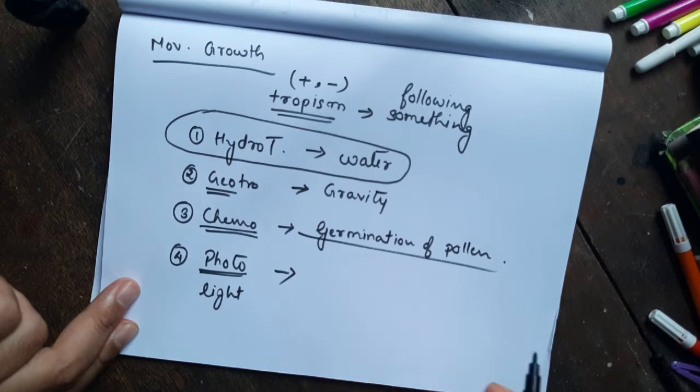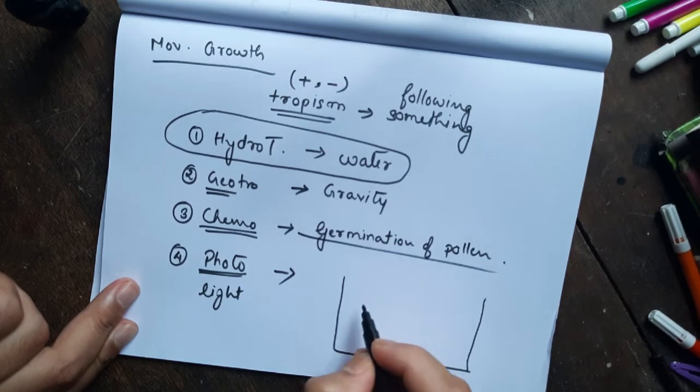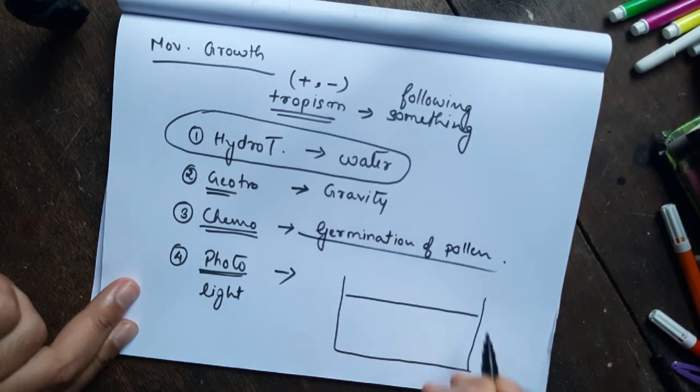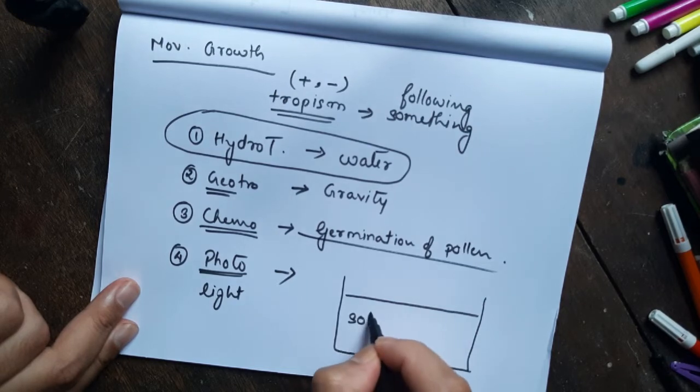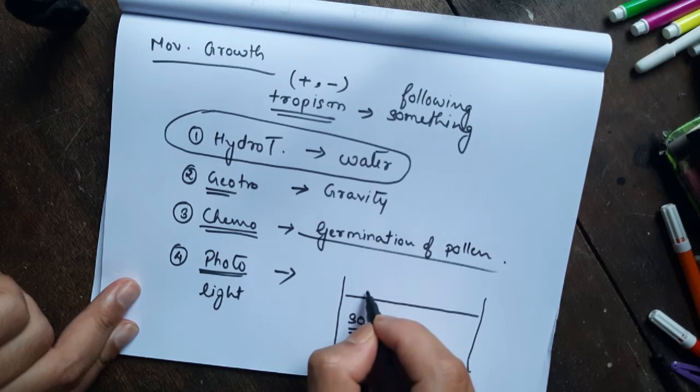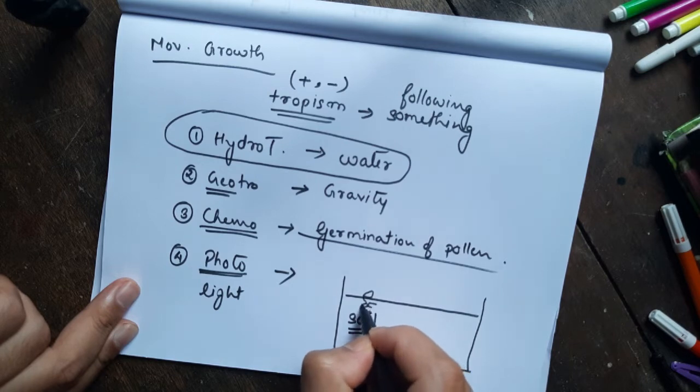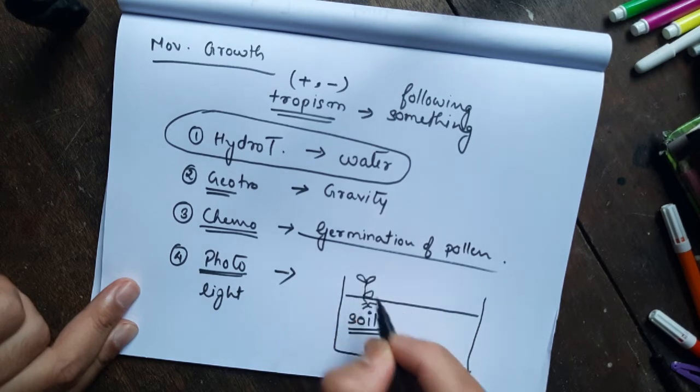You can do a very simple experiment. You take a big glass beaker filled up with soil. Not sand, because if you put sand, our plant will not grow. Let's put soil here. And what do we do? Take a small seed and germinate it here. Now the seed is germinating, which means the roots are coming out and the shoot is starting to come up.